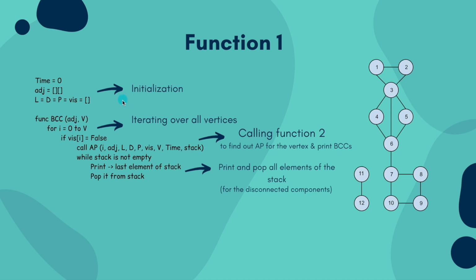Here, we have initialized some variables that we are going to use in the entire pseudocode. The first function iterates over all the vertices, and upon iterating, it calls function 2. We'll see what function 2 is later, but function 2 always prints the biconnected components one by one. And here, as you have seen, there is a disconnected graph, a disconnected component. So for this part, this while loop is going to work, and it will print all the biconnected components of this particular component. Now let's jump into the most difficult function of the problem.